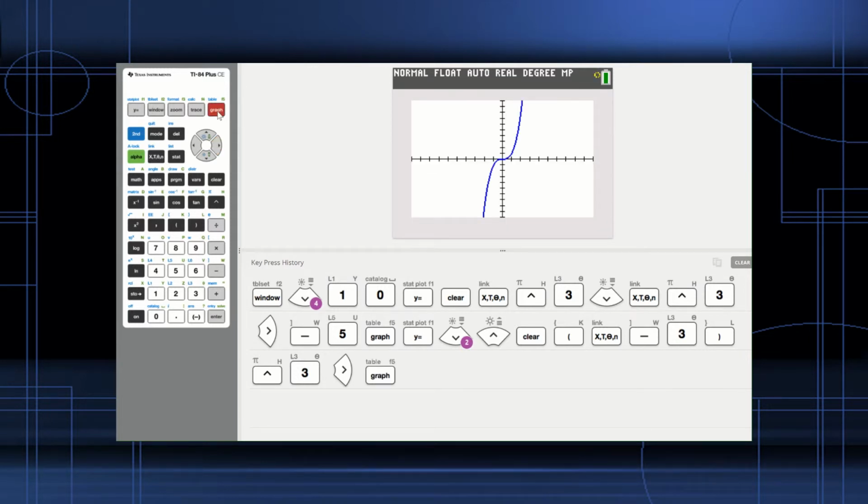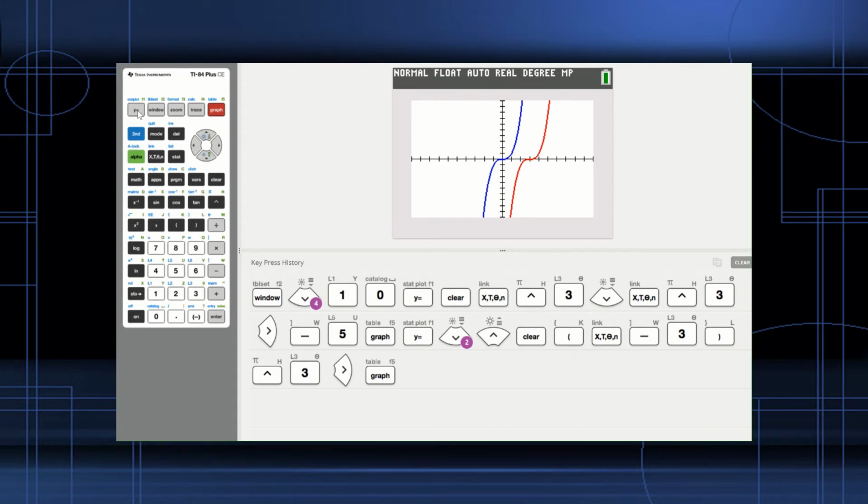Here's the parent, and you can see that it just did a horizontal shift. Here the blue crosses the origin at 0, 0. And here we've got an intercept where x is equal to 3. So that x minus 3 shifted this to the right 3 units. And again, that's a little bit counterintuitive.